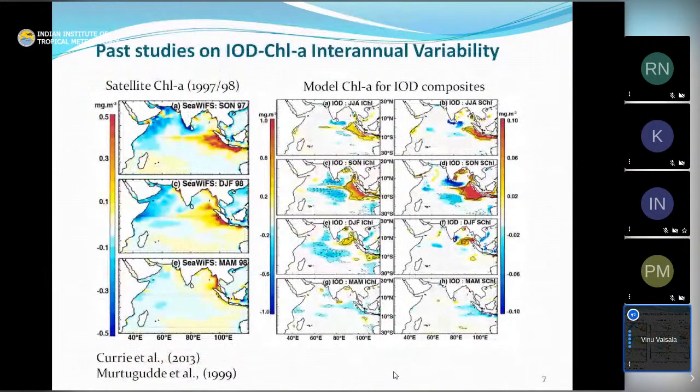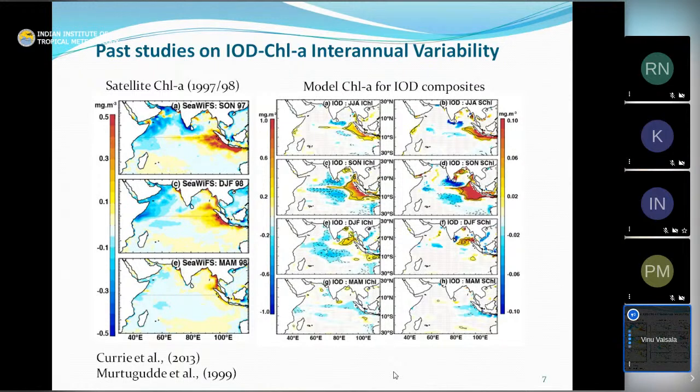So now let me take you through some of the literature existing on this particular subject. See, past studies on IOD and chlorophyll interannual variability have been attempted. For example, during the satellite era, since 1997 onwards, we have satellite chlorophyll; the upper ocean chlorophyll is available.